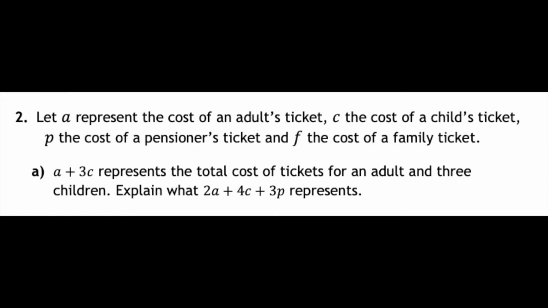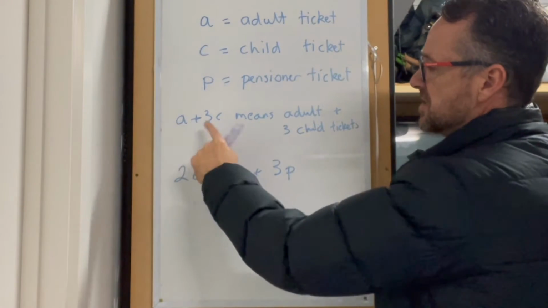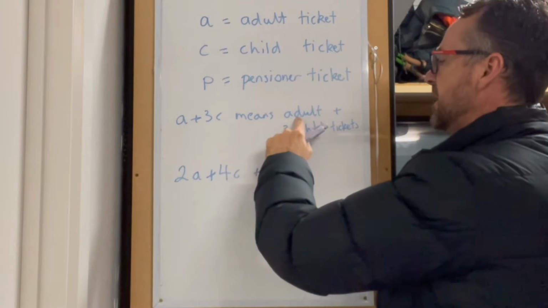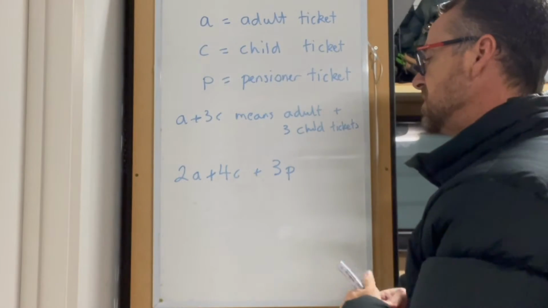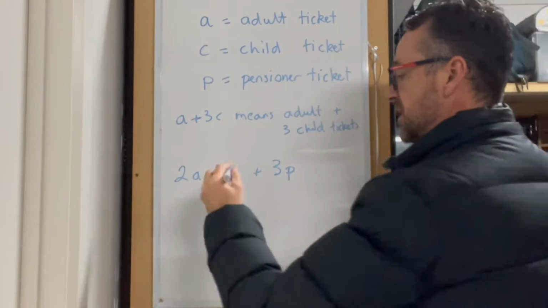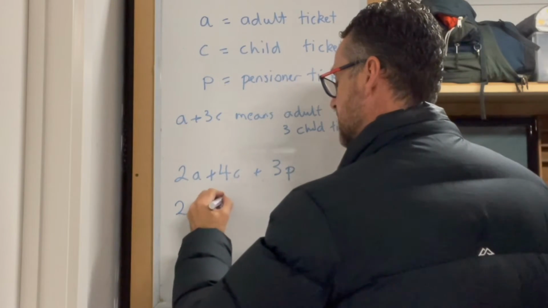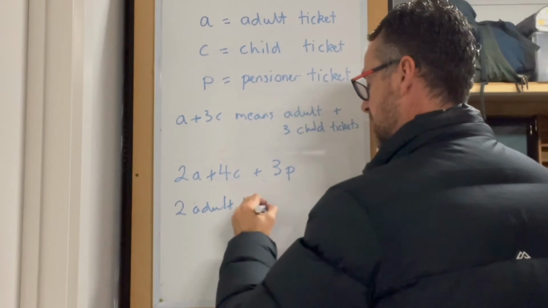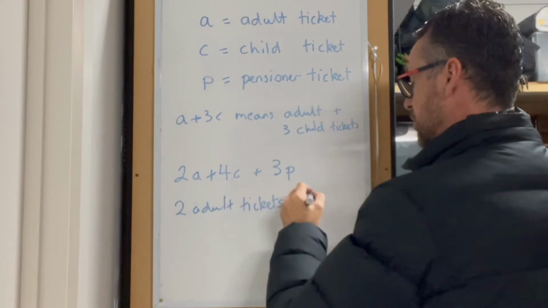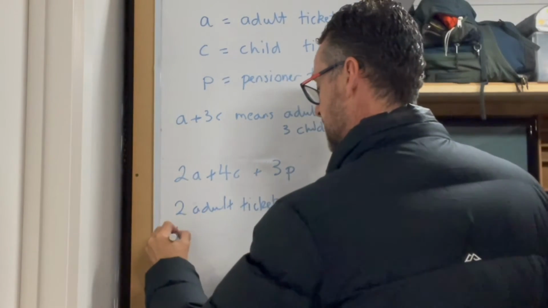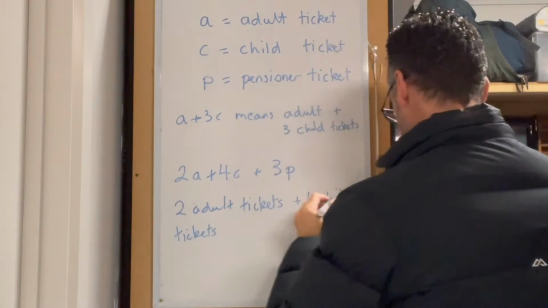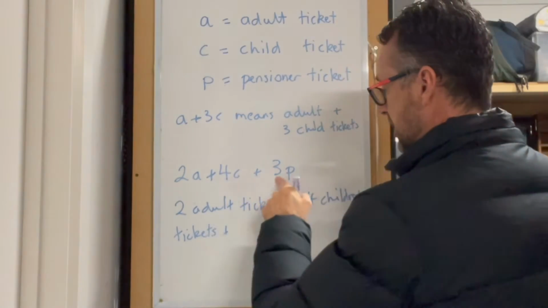Question 2 gives us quite a bit of information to start with. It tells us that A is an adult ticket, C is a child's ticket, and P is a pensioner's ticket. And it gives us an example of A plus 3C means an adult ticket plus 3 child's tickets, so 3 child's, 3C. Then it says, what does this mean? And so the answer to this would be that 2A means 2 adult tickets, plus 4 child's tickets or children's tickets, and then 3 pensioners' tickets.